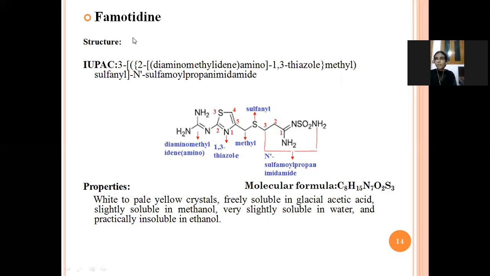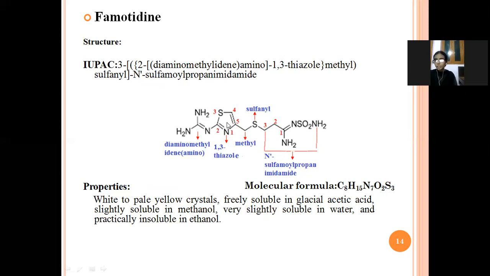Next drug is famotidine. So this is the structure of famotidine, and the IUPAC name is 3-[[2-[(diaminomethylidene)amino]-1,3-thiazol-4-yl]methylsulfanyl]-N'-sulfamoylpropanimidamide. See here, the IUPAC name: 3,2-diaminomethylidene amino 1,3 thiazole methyl sulfanyl and sulfamoyl propionamide.